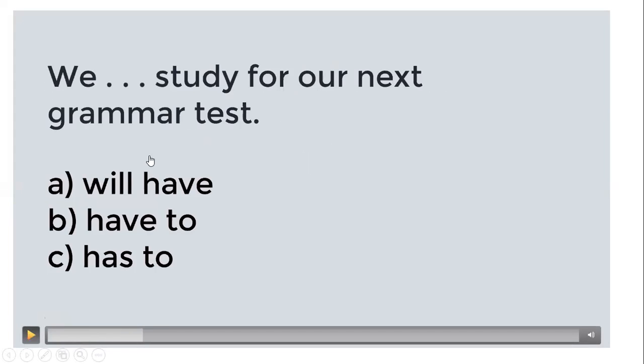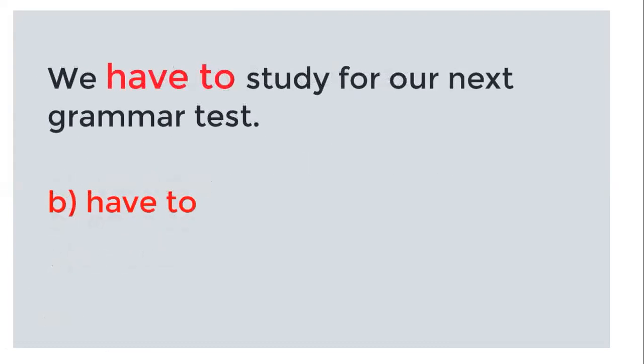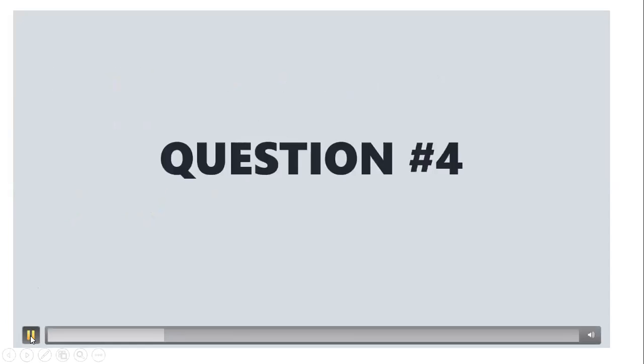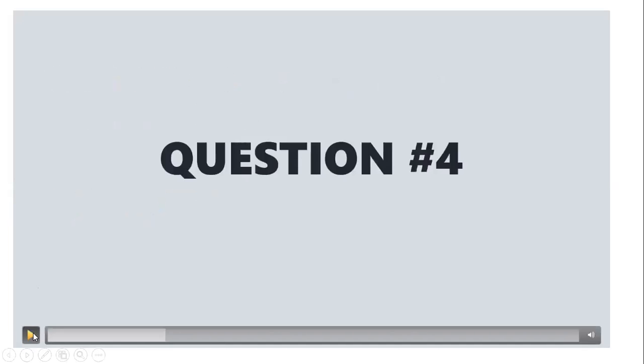We study for our next grammar test. Okay, will have to, or has to? What is your answer? Excellent. We're gonna say have to. Why? Because we are talking about we. And remember that when we use we, we have to use the have to. Okay, easy. Easy peasy. So now next.